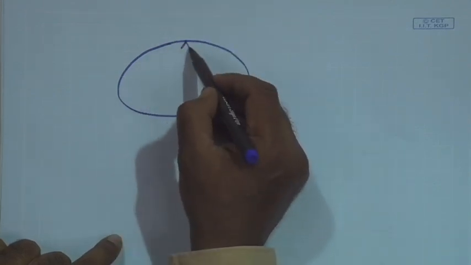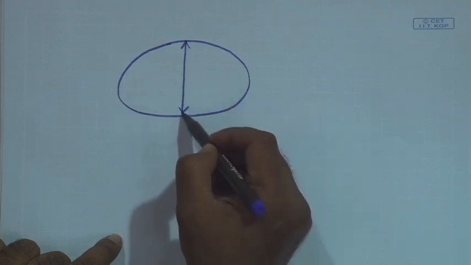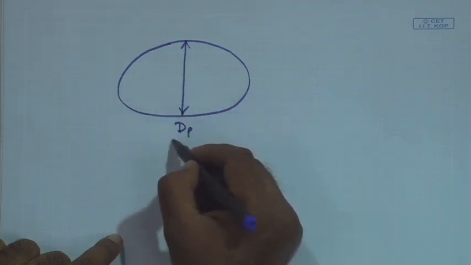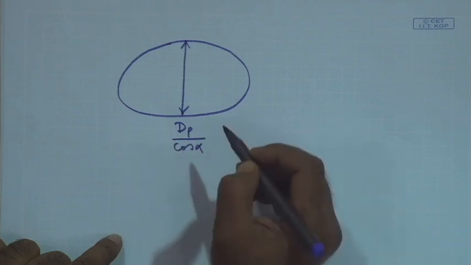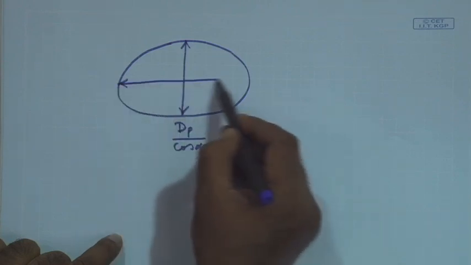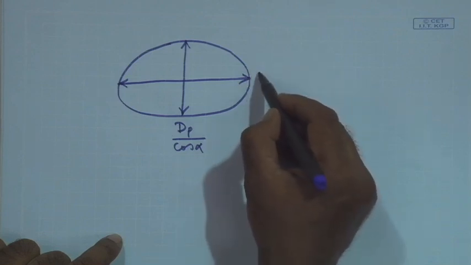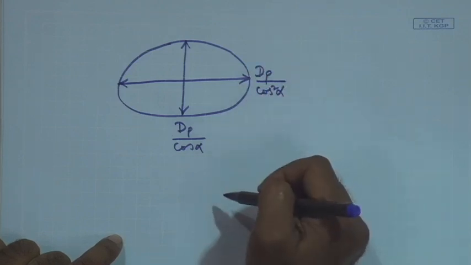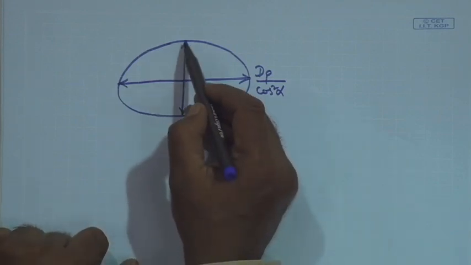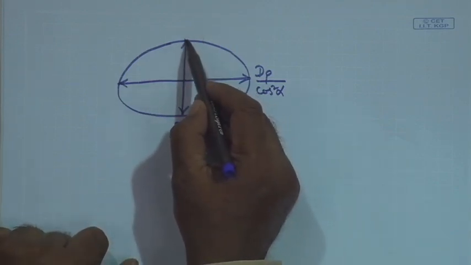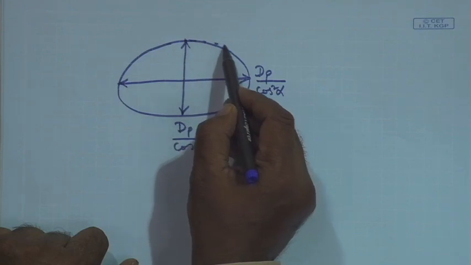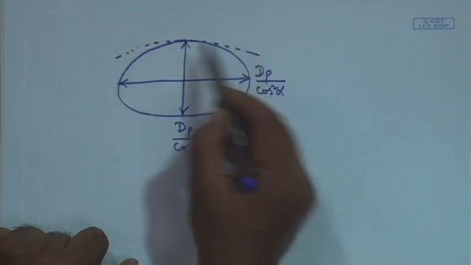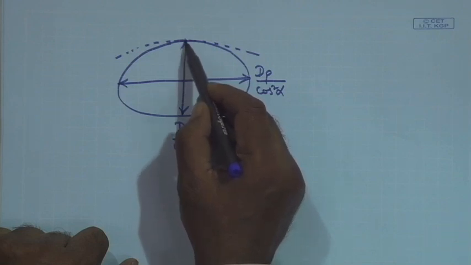This one is twice b equal to dp by cos alpha. This one, if you consult the figure, you will find it will be equal to dp by cos square alpha. And we have to find out at this point what is the curvature, what is the radius of curvature of the gear.